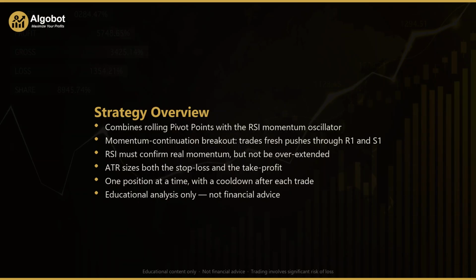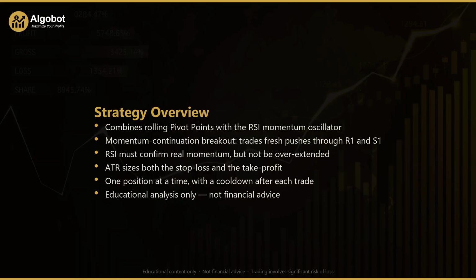Let's start with the big picture. Pivot RSI Thrust is an expert advisor, which simply means a program that watches the market and applies a fixed set of rules automatically inside MetaTrader 5. It runs on a single chart and a single time frame, the one you attach it to, and it can be applied to instruments such as major foreign exchange pairs. Everything it does is calculated on that one primary time frame.